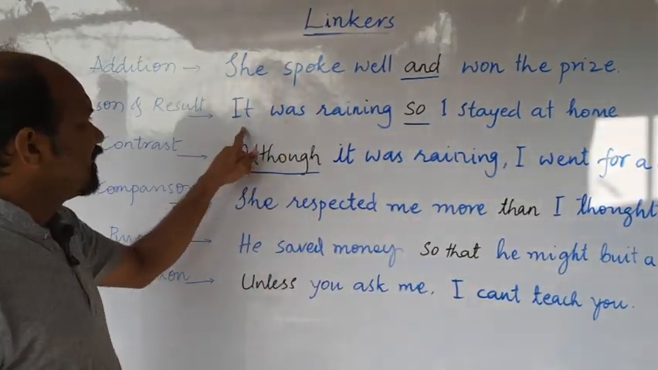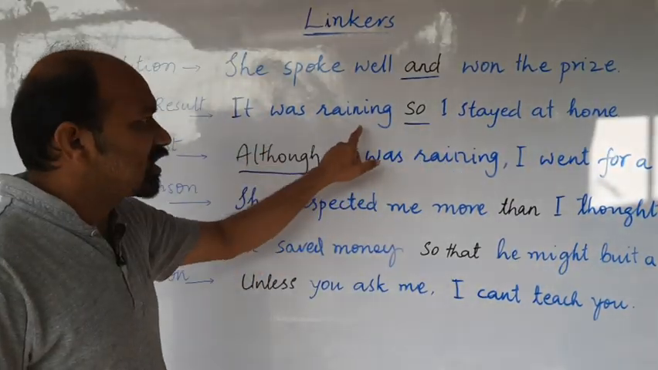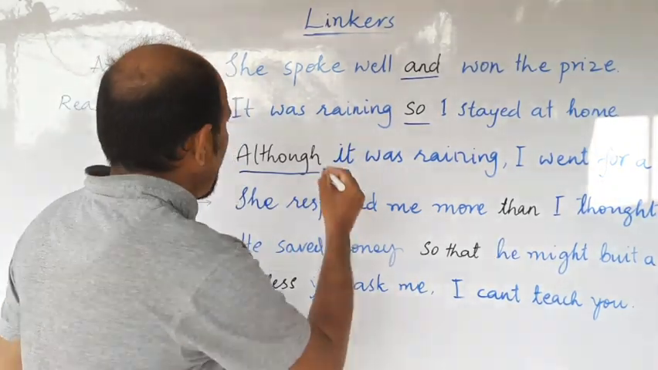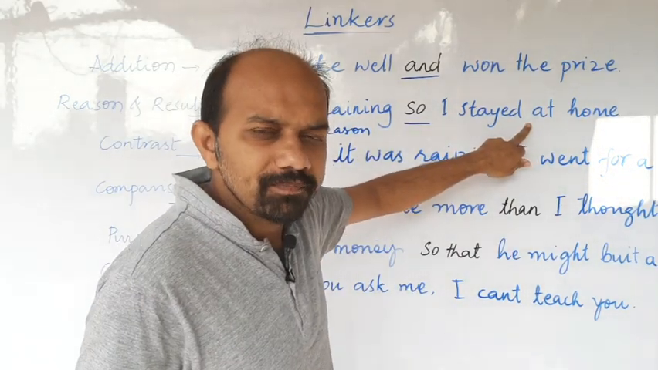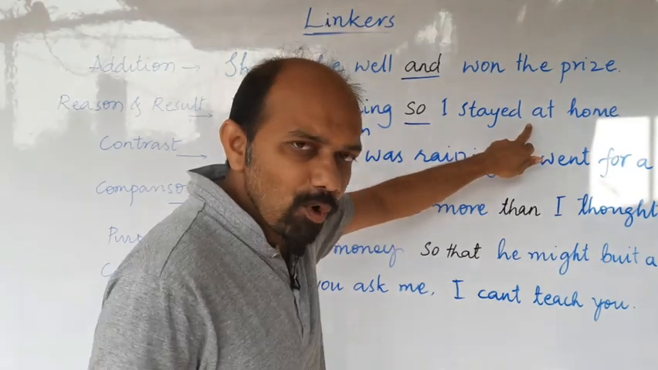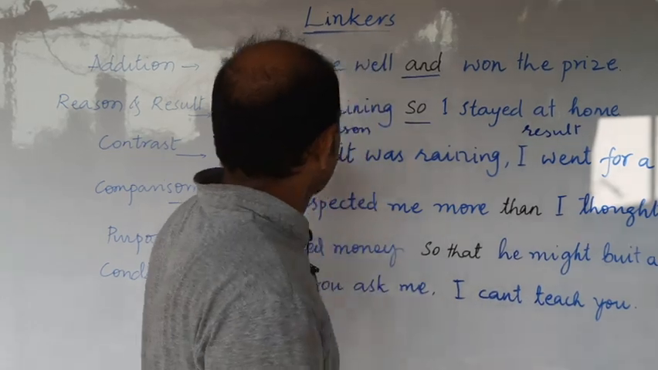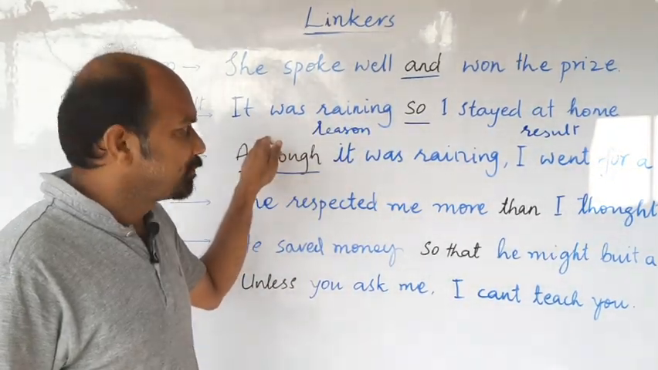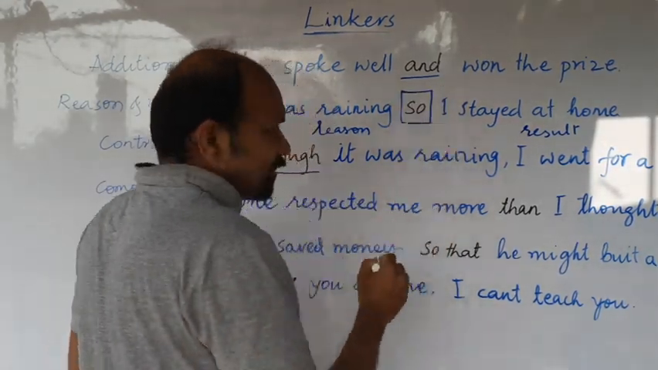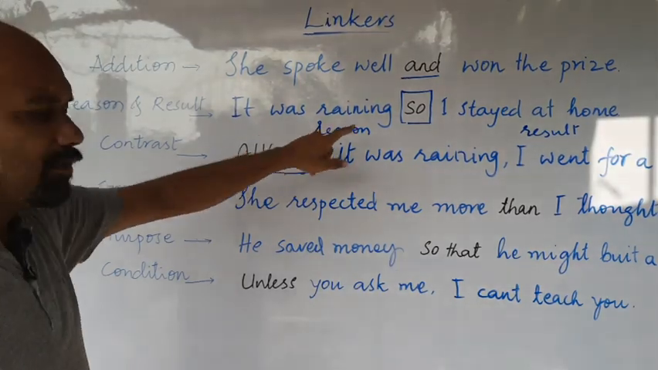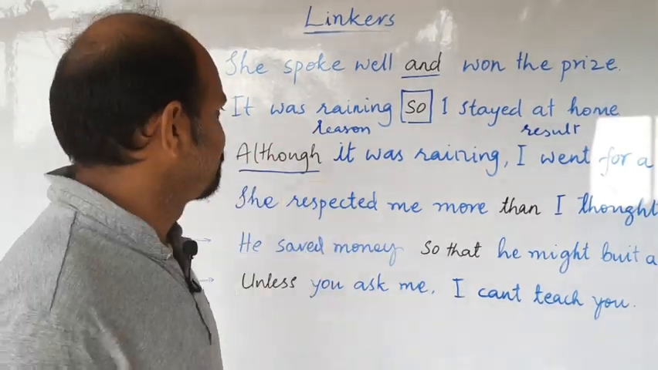The second one, it was raining, so I stayed at home. It was raining is the reason why I stayed at home. I stayed at home is the result of the reason it was raining. So here the linker or linking word 'so' gives us reason and result.